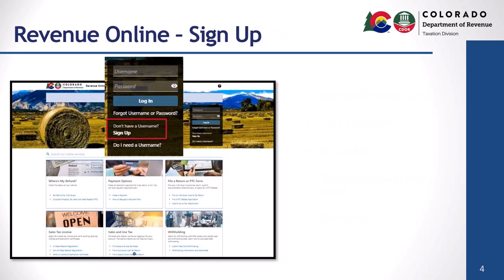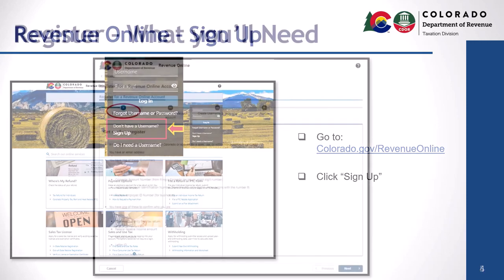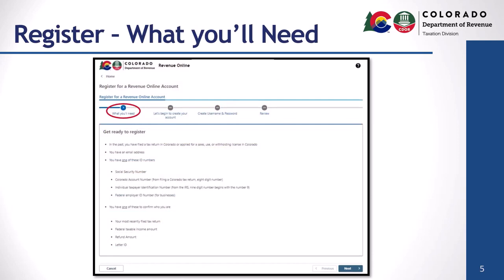To set up your Revenue Online access, you first need to register. Go to Tax.Colorado.gov/Revenue Online. Then click Sign Up under Don't Have a Username in the login box on the home page. For security reasons, we will require some specific information from you in order to set up your access in Revenue Online. So please make sure you have the following information available before you continue.